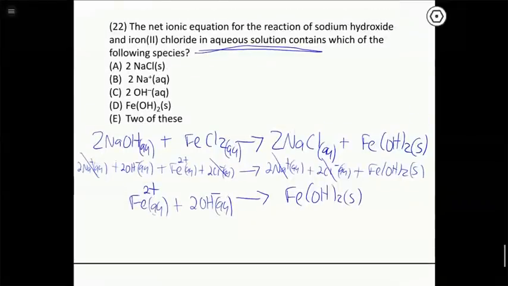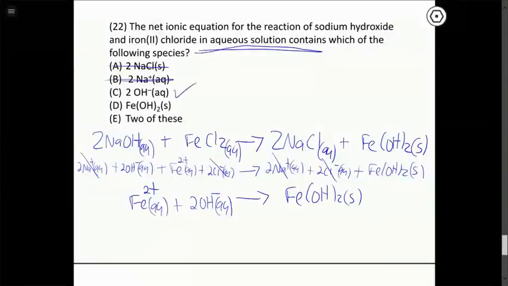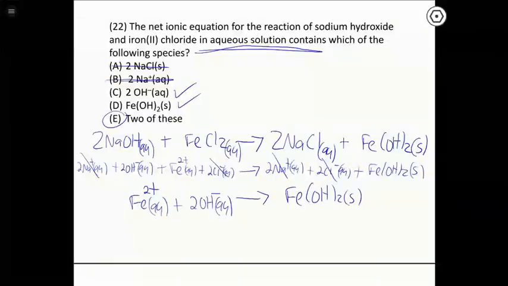So if we're looking for which of the following species is in the net ionic equation, we don't have NaCl in the net ionic equation, that's going to be soluble. We don't have Na+ because that's a spectator ion, but we have 2 OH- as a reactant. We have Fe(OH)2 as a product, so both of those are going to appear in the net ionic equation. Okay? All right, questions on this topic?